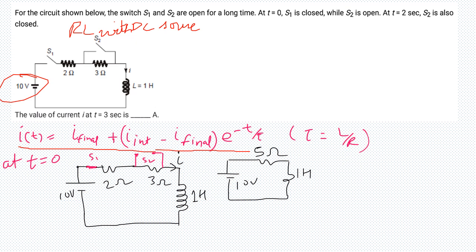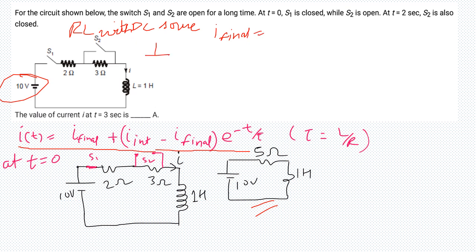When the switch is closed at t equal to 0, the circuit will look like this. Here S1 is the switch which is closed and S2 is still open, and the equivalent circuit can be drawn like this. Now for this circuit, what is I final? I final will be the current which will be flowing when steady state is reached.